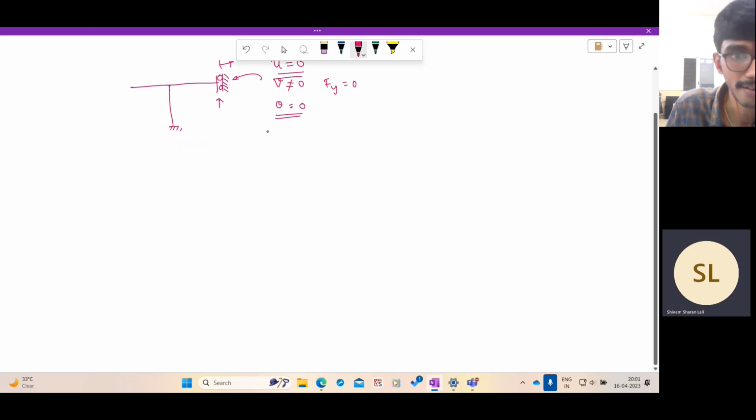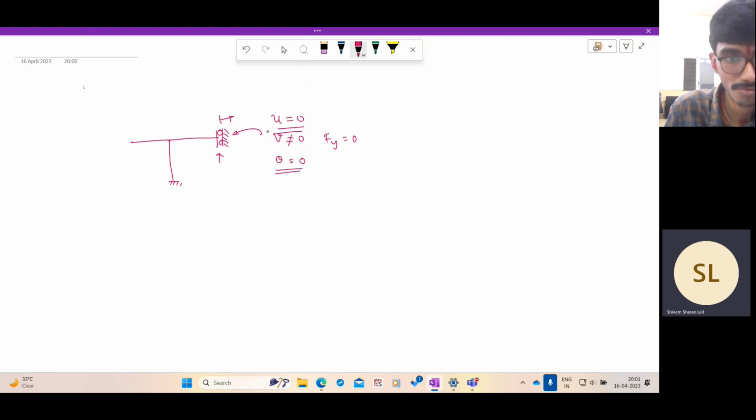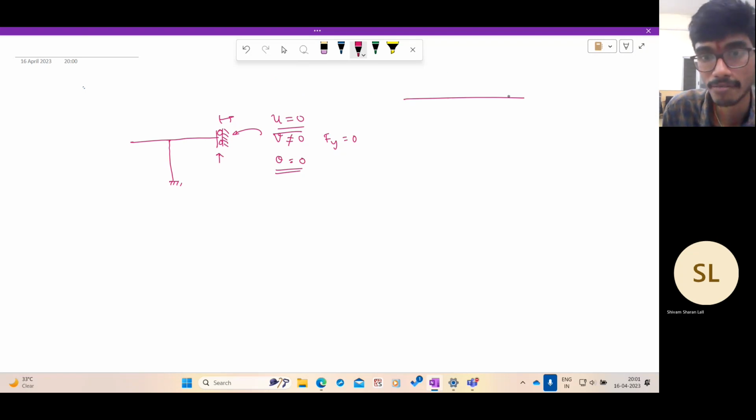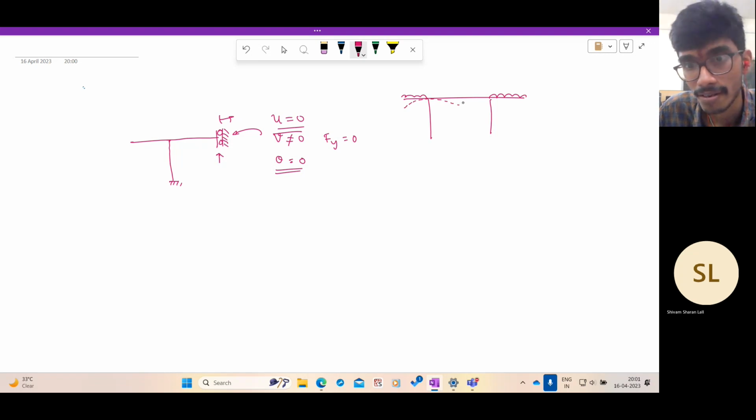But sir, why is V not equal to 0? You should look at the way the structure deforms. So the structure is something like this. I have a UDL somewhere like this. So it will deform in a symmetric fashion. So this is how we expect it to deform, right?